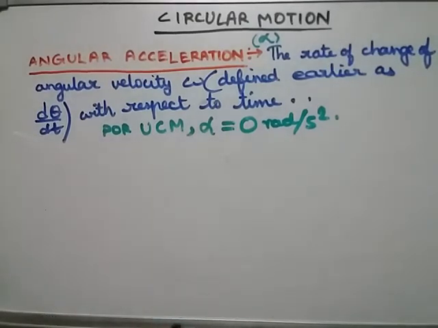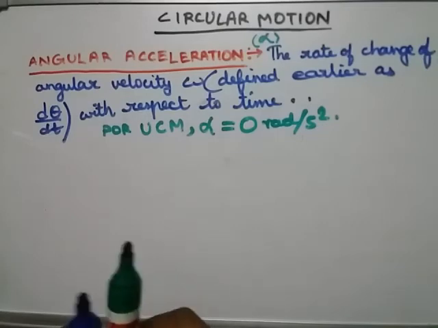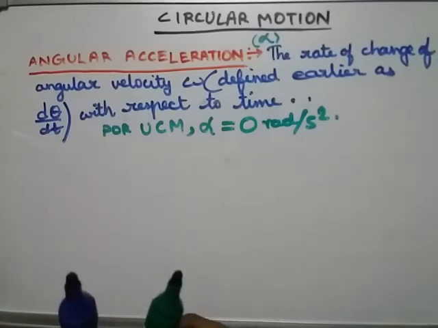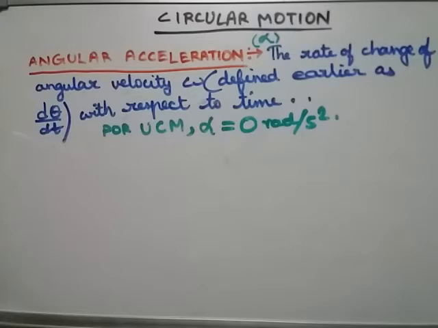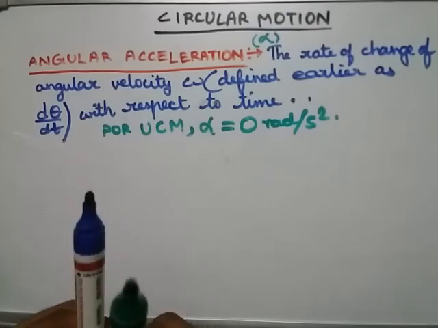Now when does this alpha become non-zero? Clearly this becomes non-zero when there is a non-uniform circular motion. That is, the particle is not maintaining a constant speed while moving in a circle. At that time we get an angular acceleration. So that's all about the introduction of circular motion.